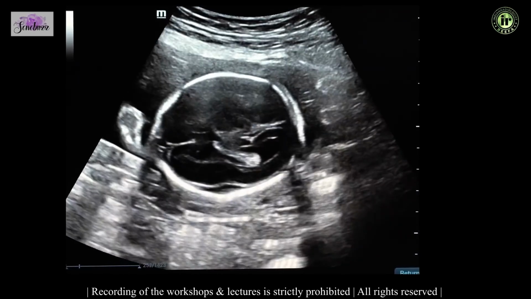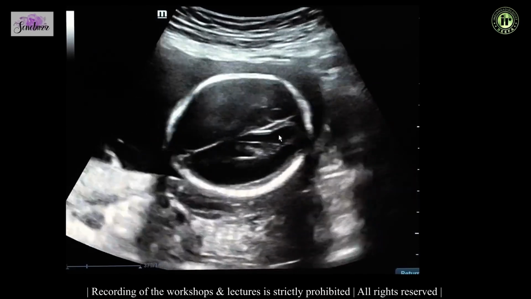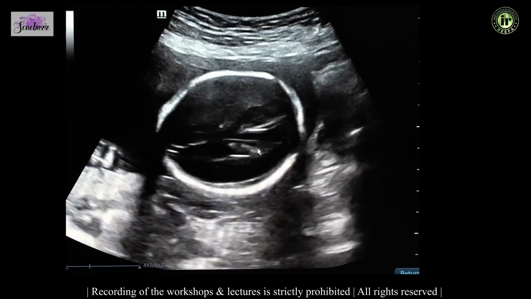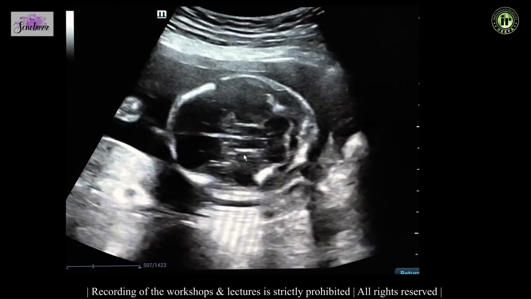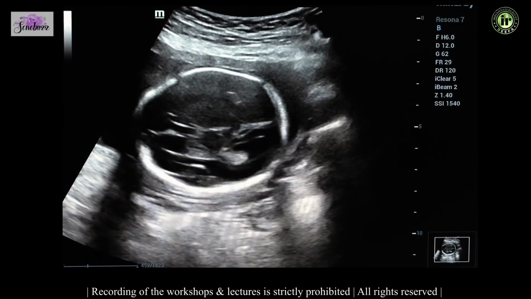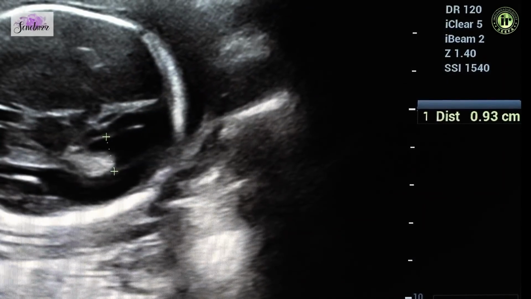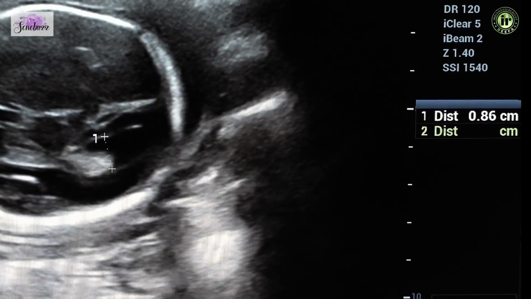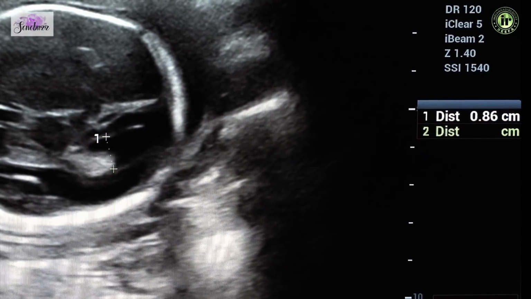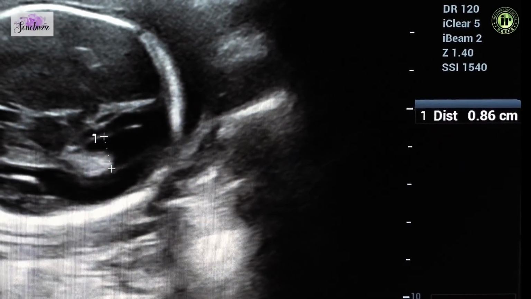These are the lateral ventricles, and this is where you will see the sulcus here, and this is where you measure the lateral ventricles. This is how the measurement will be taken, like this, and this is 8.6 millimeters. Till 10 we say is the cutoff, which is normal in this particular case.